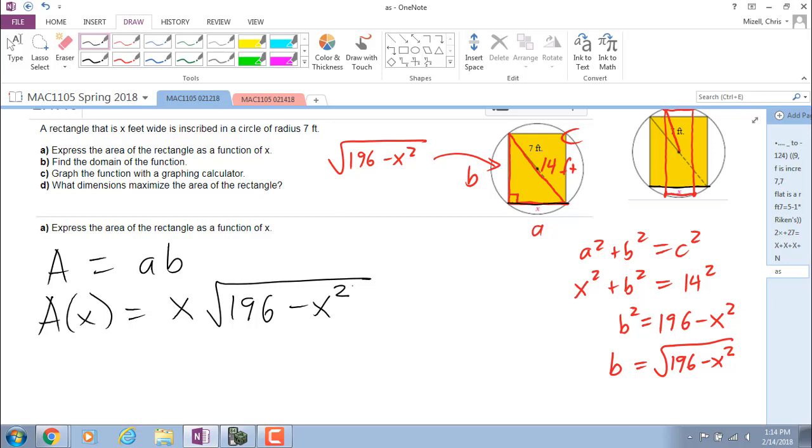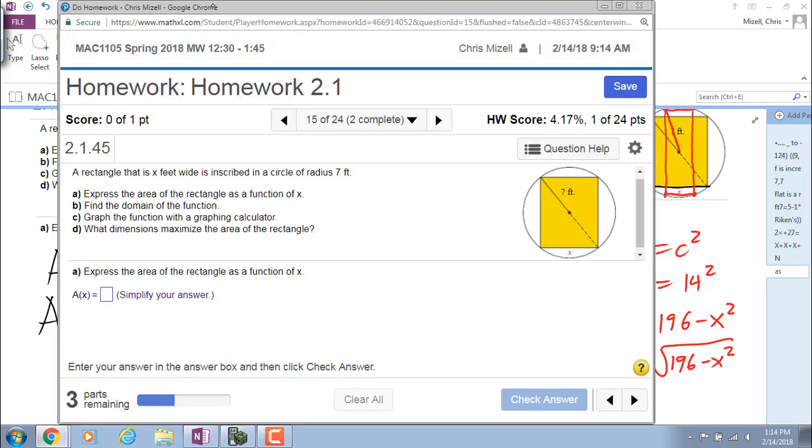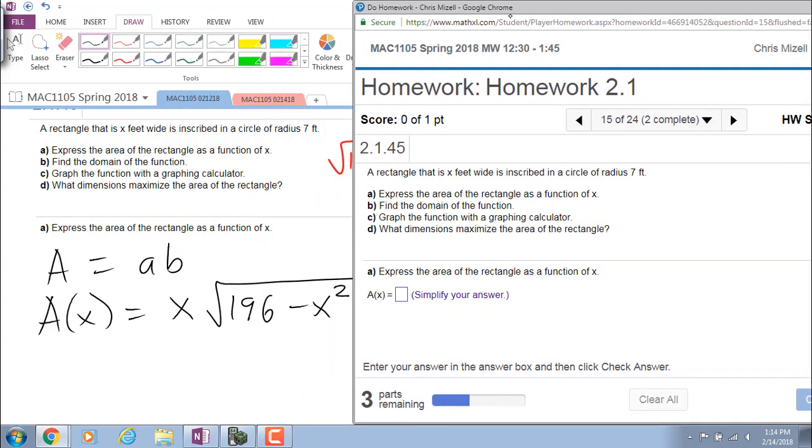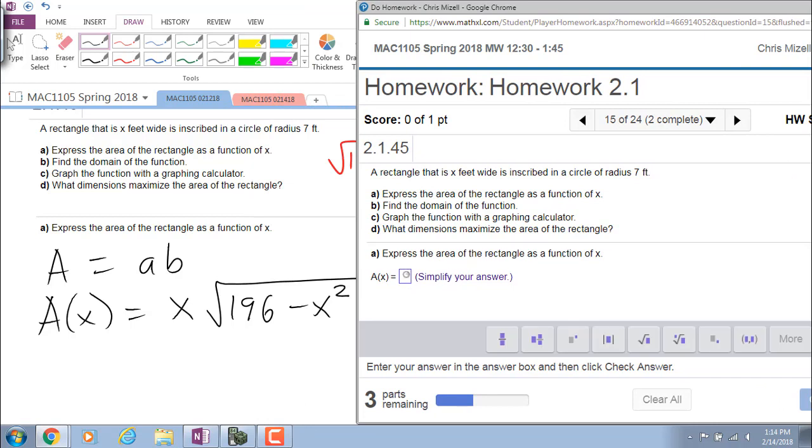So if you tell me how wide that rectangle is going to be, and we know the diameter of the circle is 14 feet, that locks us in to a unique length of that rectangle, and we can multiply the length and the width together, and that will give us the area. While we're at it, let's see if MyMathLab likes it. X times the square root of 196 minus x to the second power.